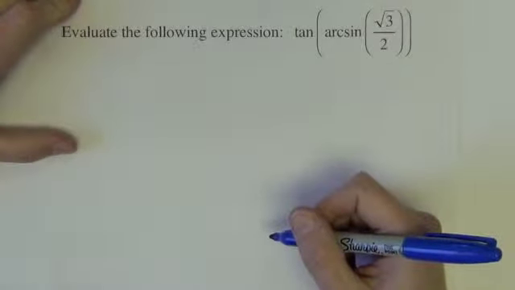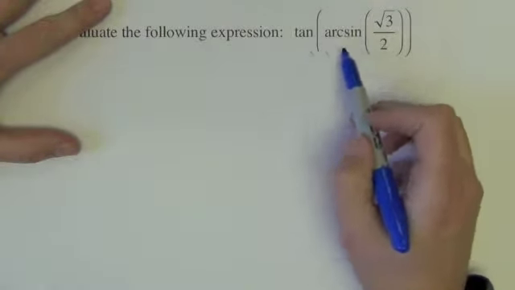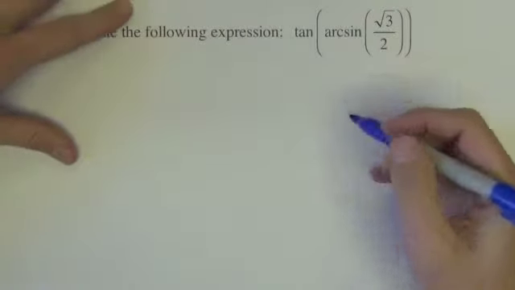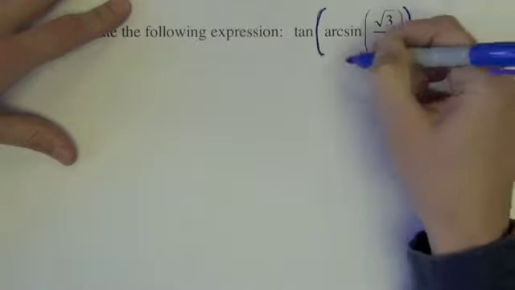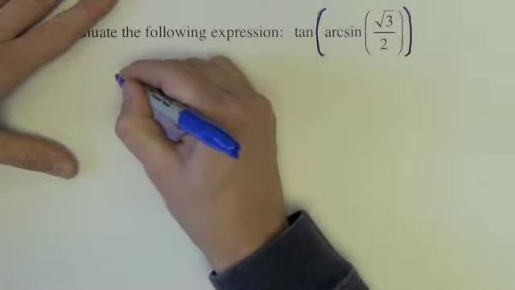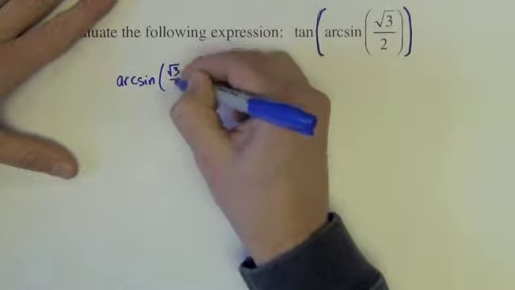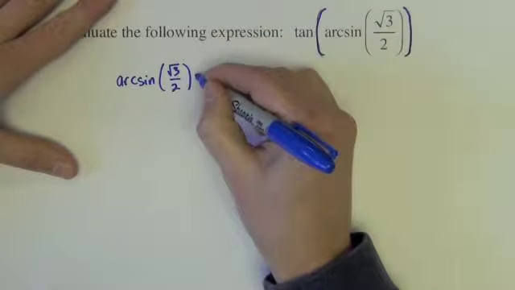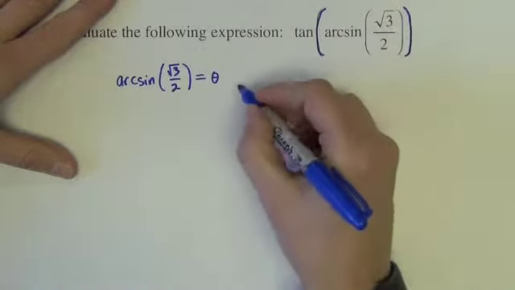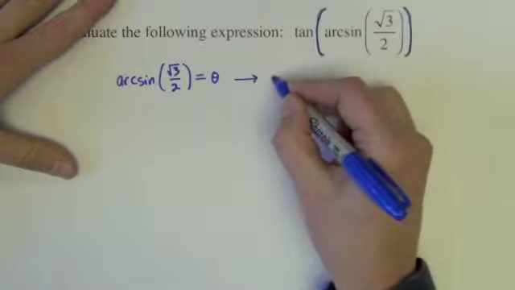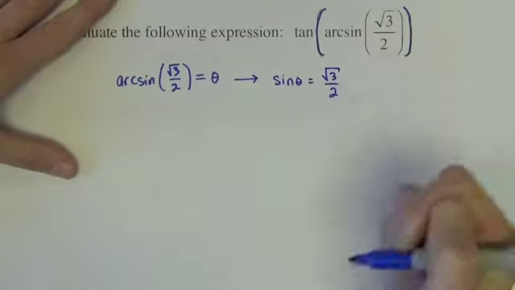This next problem asks us to evaluate the composition of trig functions where one of the functions, this time the inner function, is an inverse trig function, the arc sine. So I'm going to begin just right inside of here. Let's just deal with that. Arc sine square root of 3 over 2. Arc sine square root of 3 over 2 is equal to some angle theta. This expression here is equivalent to sine of theta equals square root of 3 over 2.